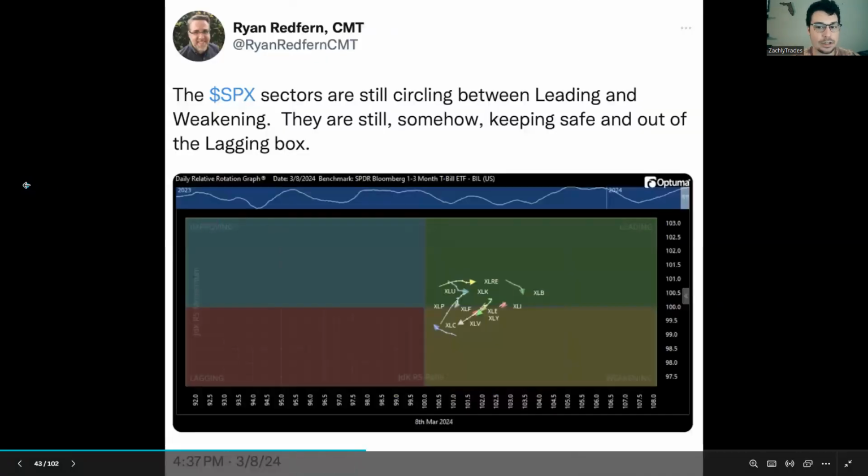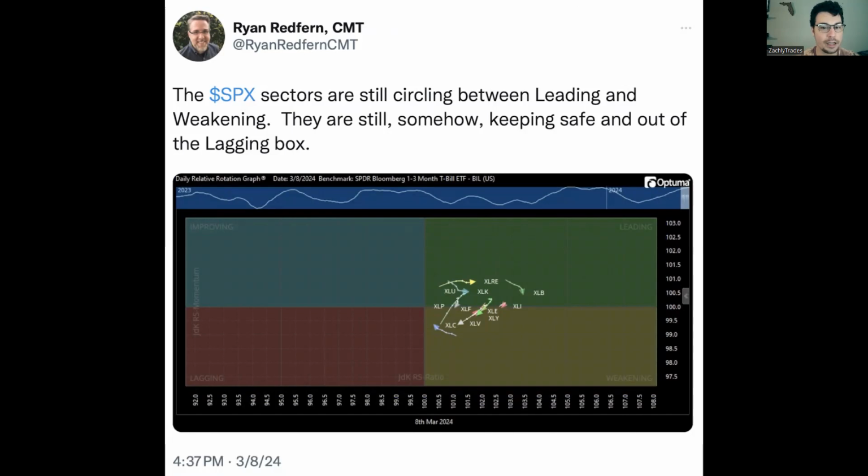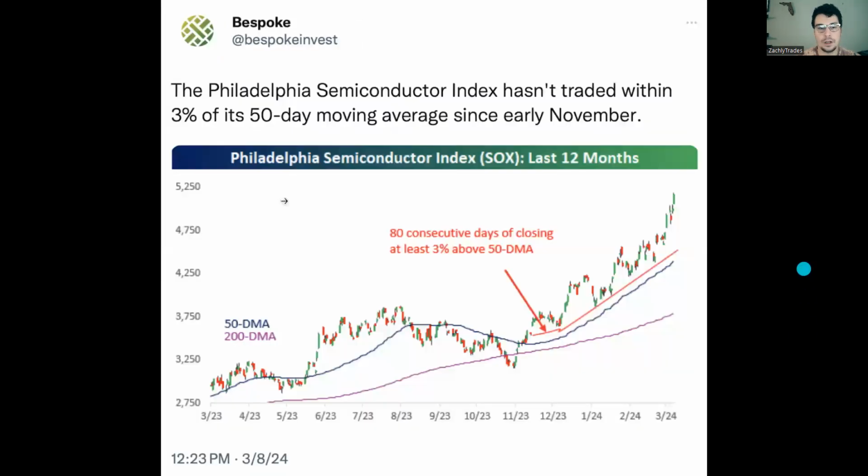Now, the S&P sectors are still circling between leading and weakening, but they are somehow keeping safe and out of the lagging box. All right. And so you've got XLC, XLP, XLU turning up over here. And then you've got materials like XLB going down. But they're still all in weakening and leading. So they're not really going over into the lagging sector. So that is a little bit of a positive for the market.